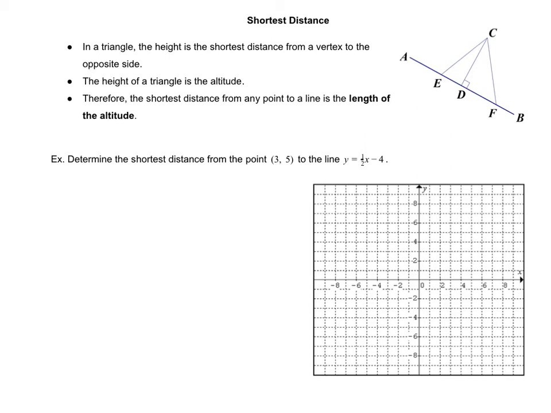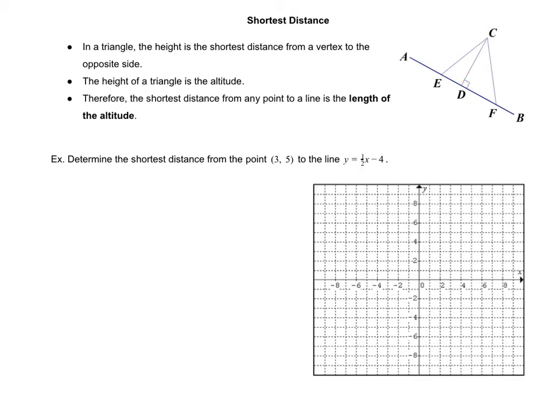In this video, we will look at how to find the shortest distance between a point and a line. But before we get to that, I want us to think about a triangle. And the height in a triangle is always the shortest distance from a vertex to the opposite side. So if we just look over here at this triangle, let's say CEF, the height or the altitude from C to D, that's the shortest distance.